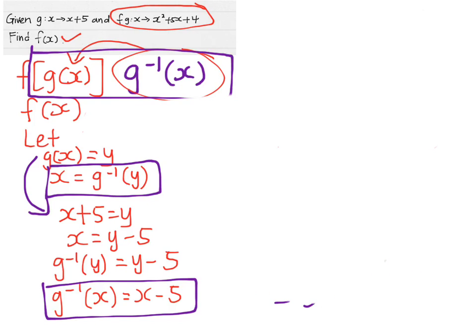Now we go back to this question, because the question asked us to find f(x). Actually, we got two methods to find f(x). First is, we got f(g(x)) is equal to x squared plus x plus 4. Clear or not?